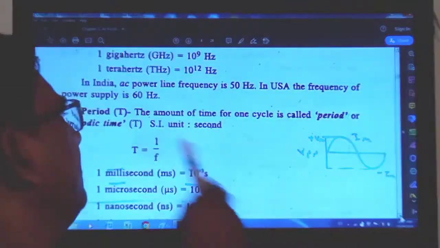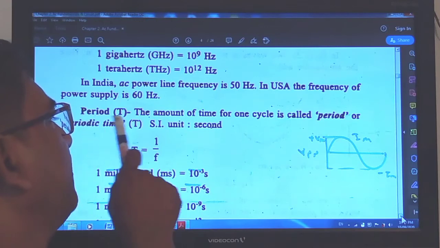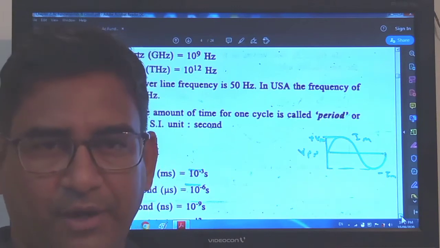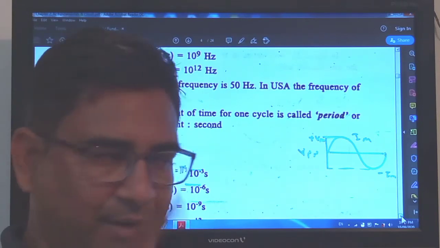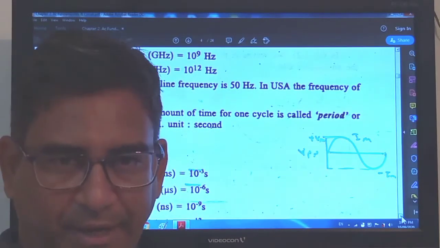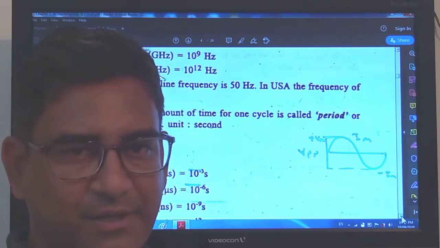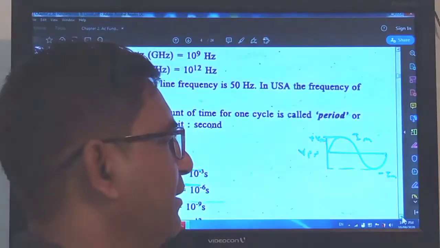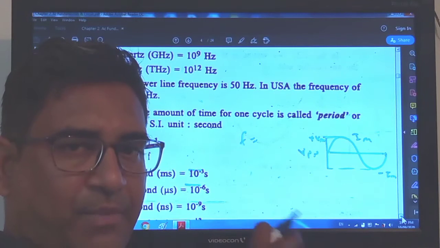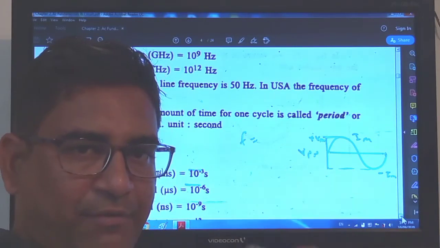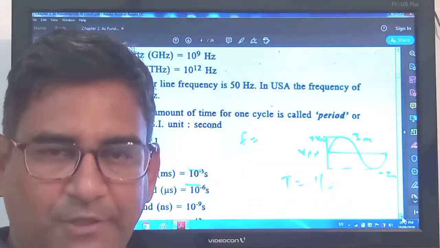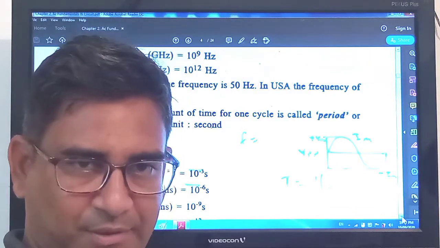Okay. Then comes the period, the time period T. The amount of time for one cycle is called the period. This one cycle is the period or the periodic time. Its SI unit is the second. If you have the frequency, as soon as the time period comes, it is related with the frequency, and that's why T is equal to 1 upon F. This frequency and time are related.